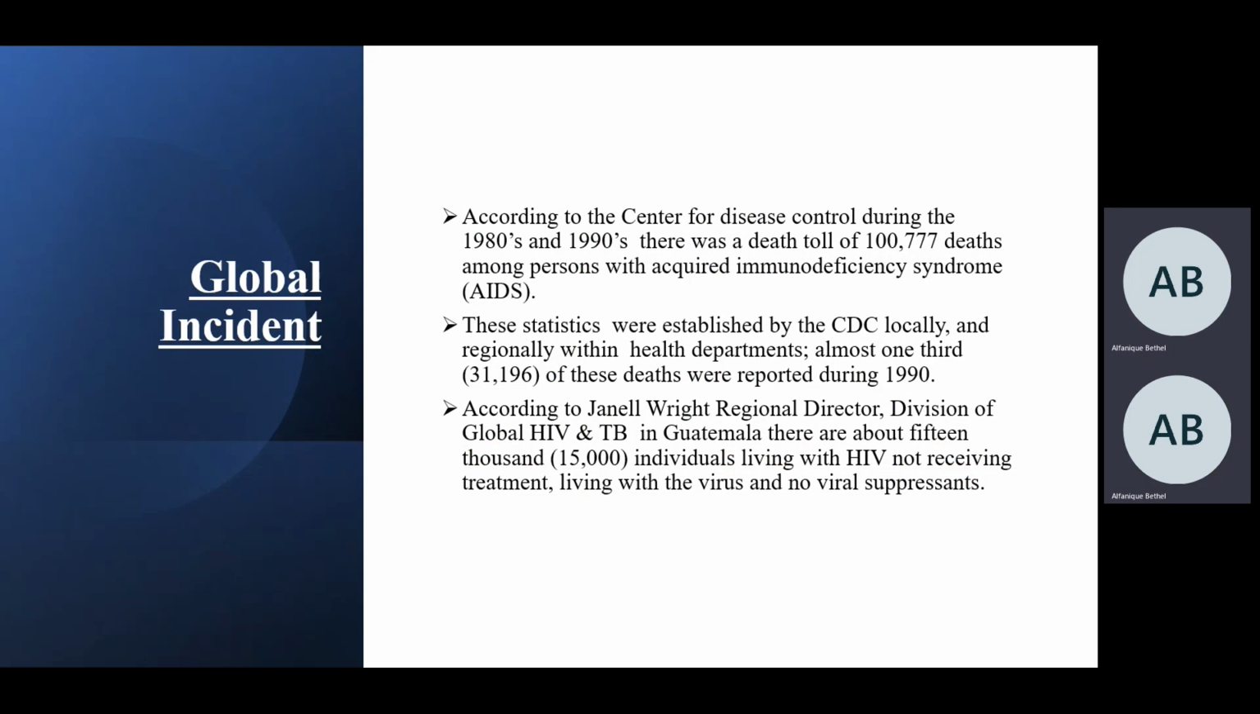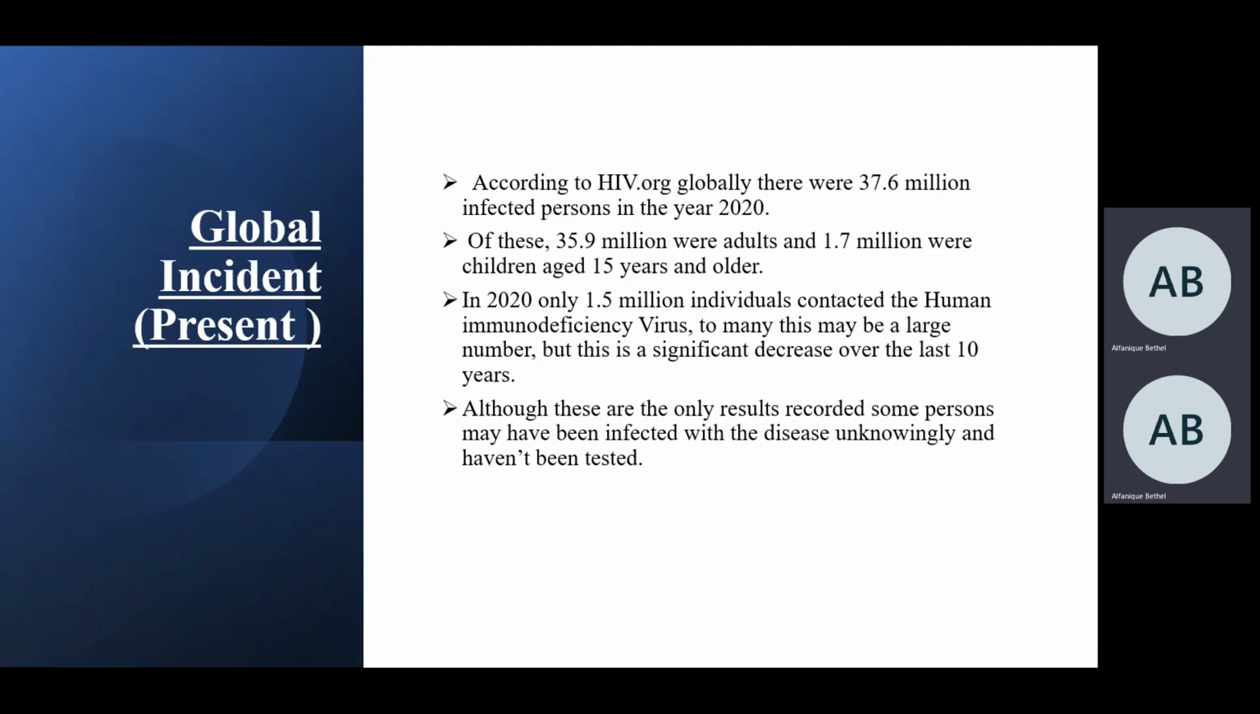According to the Center for Disease Control, during the 1980s and 1990s, there were a total of 100,777 deaths among persons with acquired immunodeficiency syndrome. In Guatemala, there are about individuals living with HIV not receiving treatment and no viral suppressants. According to HIV.org, globally there were 37.6 million infected persons in the year 2020. Of these, 35.9 million were adults and 1.7 million were children under 15.